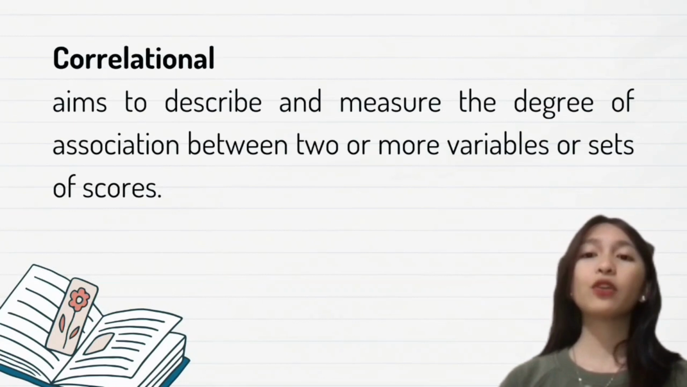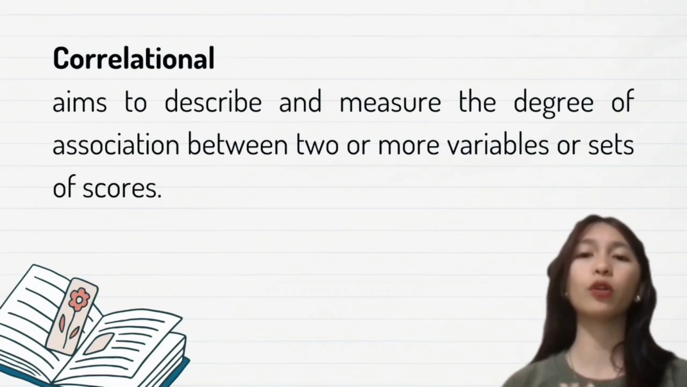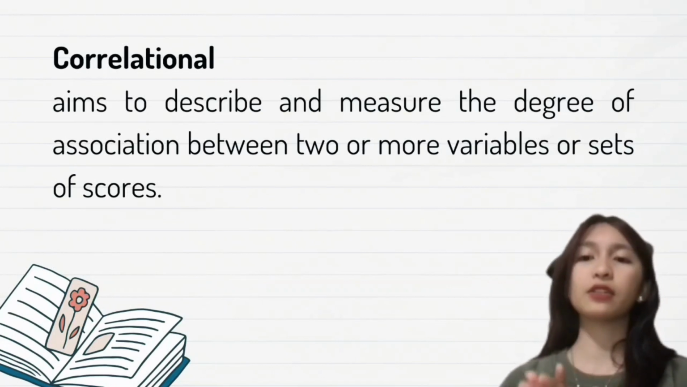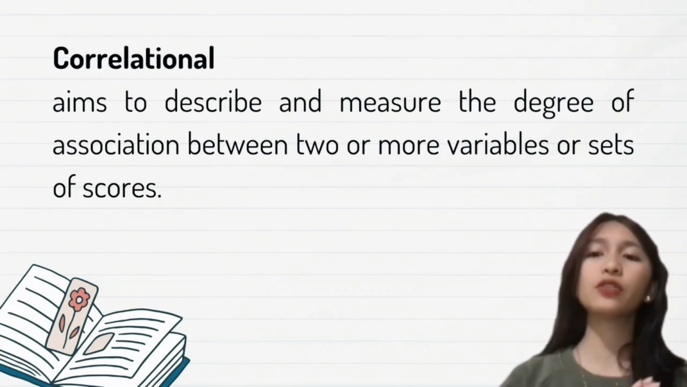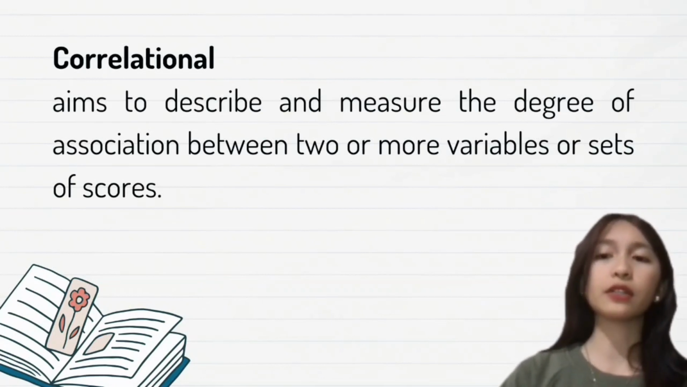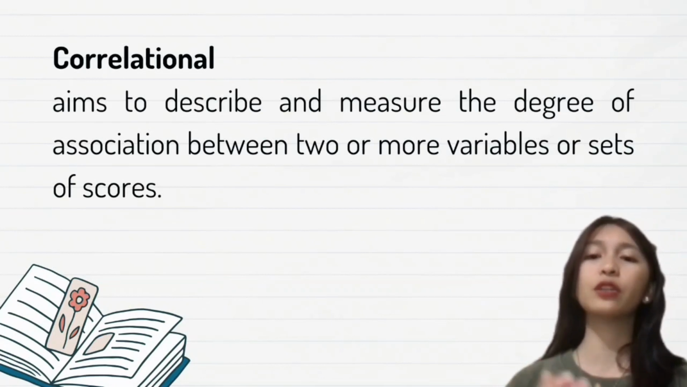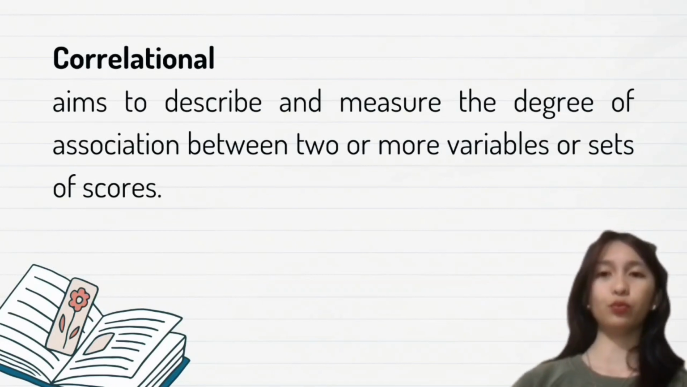Lastly, we have the correlational. Correlational aims to describe and measure the degree of association between two or more variables or sets of scores. An example of this is when a researcher tracks colon cancer rates between drinkers and non-drinkers to determine differences in rates between the two groups.